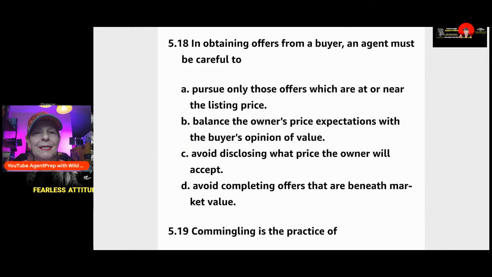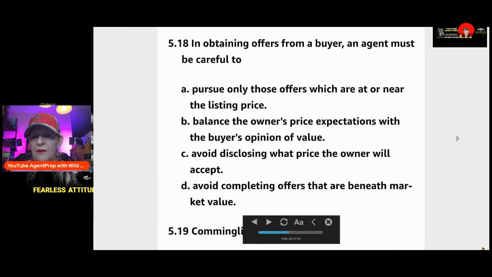So number 18, in obtaining offers from a buyer, an agent must be careful to do what? A, pursue only those offers which are at or near the listing price. B, balance the owner's price expectations with the buyer's opinion of value. Or C, avoid disclosing what price the owner will accept. Or D, avoid completing offers that are beneath market value.